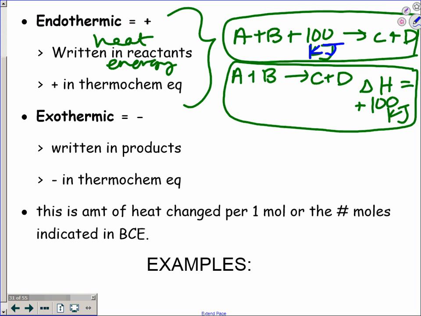Okay, so what's the bottom equation? Okay, so A plus B plus 100 kilojoules yields C plus D. That's the first one. A plus B yields C plus D, separate from the reaction, delta H equals a positive 100 kilojoules.